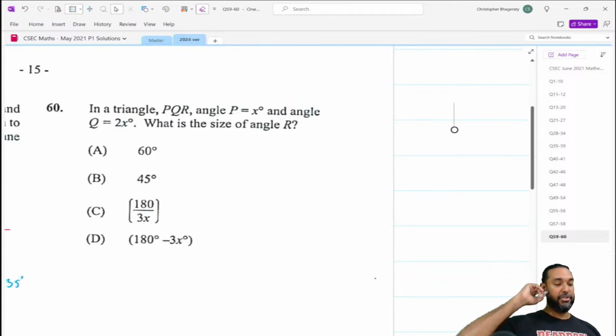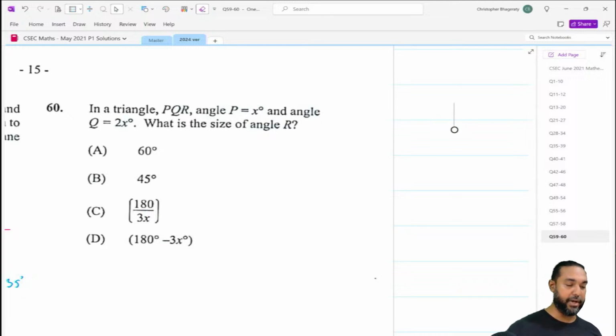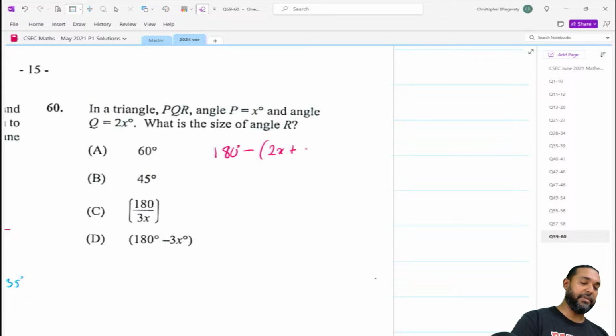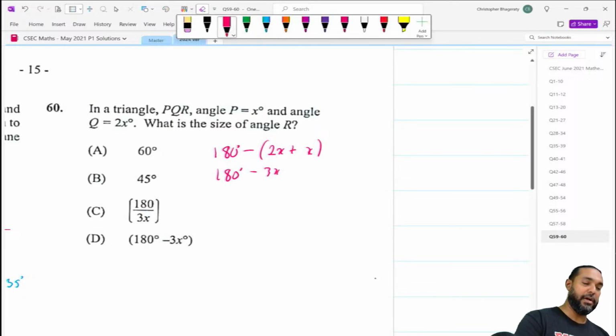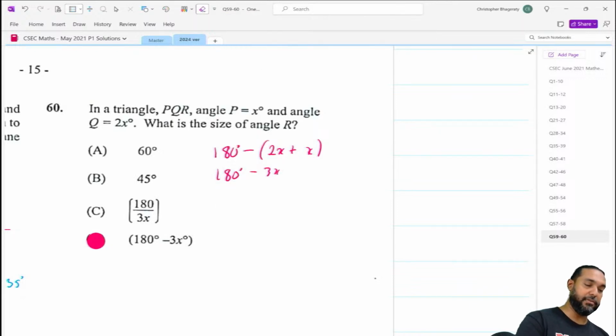In a triangle PQR, angle P is X, angle Q is 2X. What's the size of angle R? What's the sum of all the angles in a triangle? 180 degrees. And if they give us 2 angles out of the 3, we simply add those together and subtract from the 180 degrees, which means D. And D also means we are done.